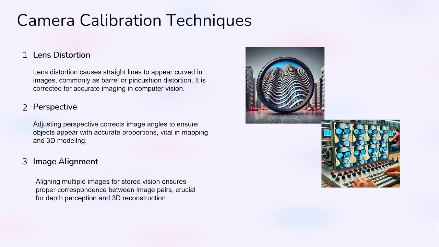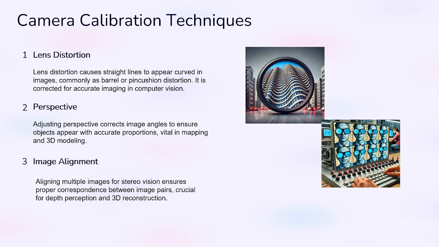Next is camera calibration technique. Accurate imaging is only possible with proper calibration, which adjusts the camera to remove distortions and align images correctly. Let's look at three key techniques. First one is lens distortion correction. This occurs when straight lines appear curved in photos, like in fish eye or wide angle lenses. Correcting this ensures that the objects retain their true shapes. For instance, in 3D modeling, accurate geometry is crucial for creating realistic virtual environments.